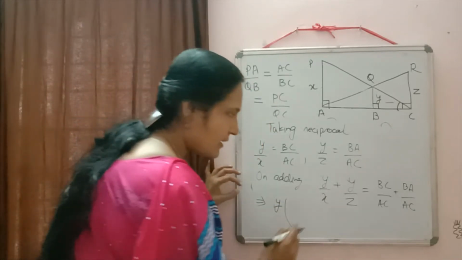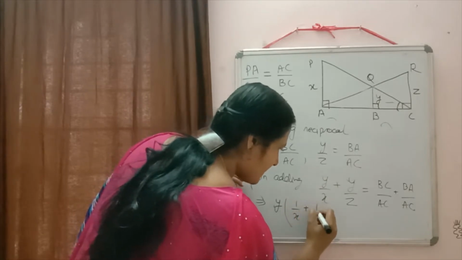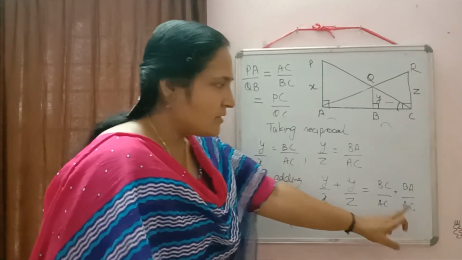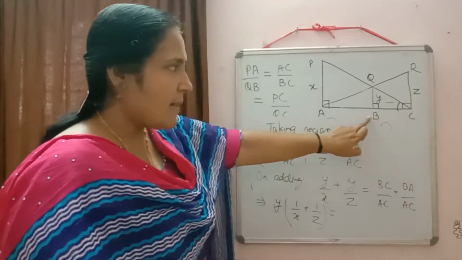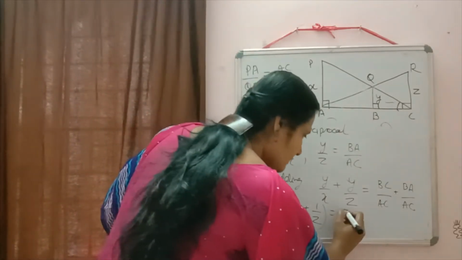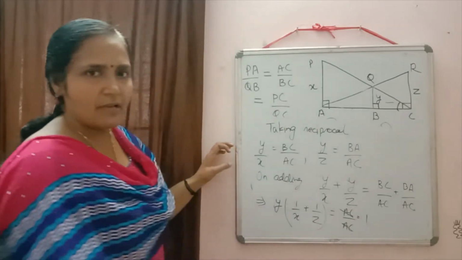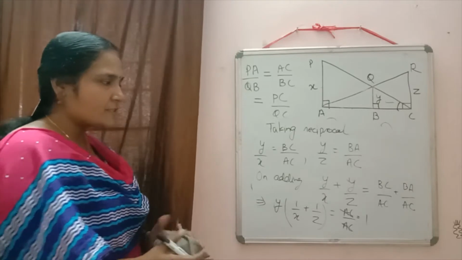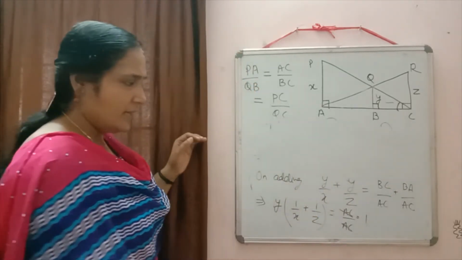Inside the bracket, what will come? From here we took Y common, so remaining will be 1. So 1 by X plus 1 by Z is equal to, denominators are same, so directly we can add the numerator. BC plus BA. According to the diagram, it will be equal to AC. So AC by AC will get cancelled. Right hand side will be equal to 1. So we are getting Y into 1 by X plus 1 by Z is equal to 1. Now we'll rearrange as given in the question.